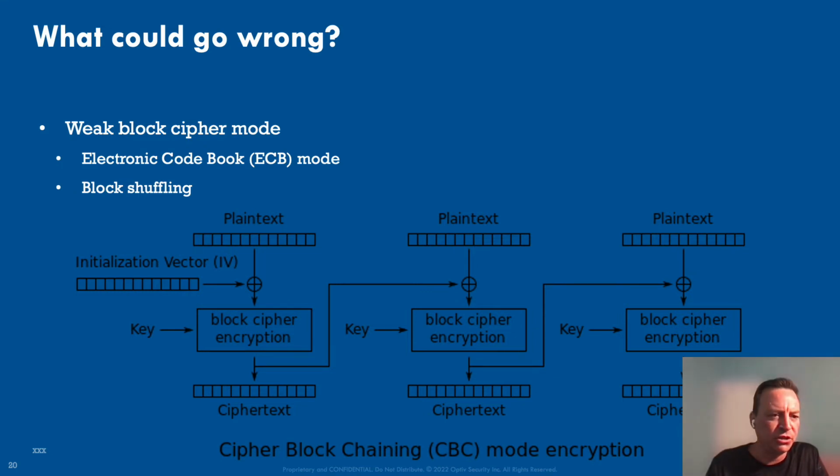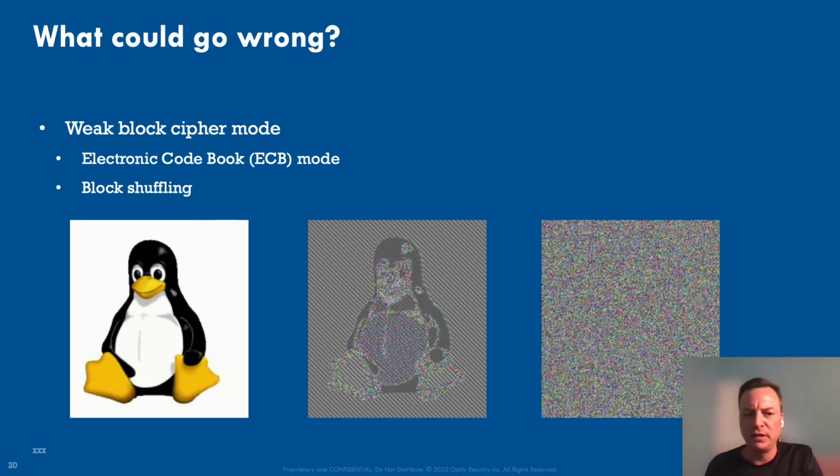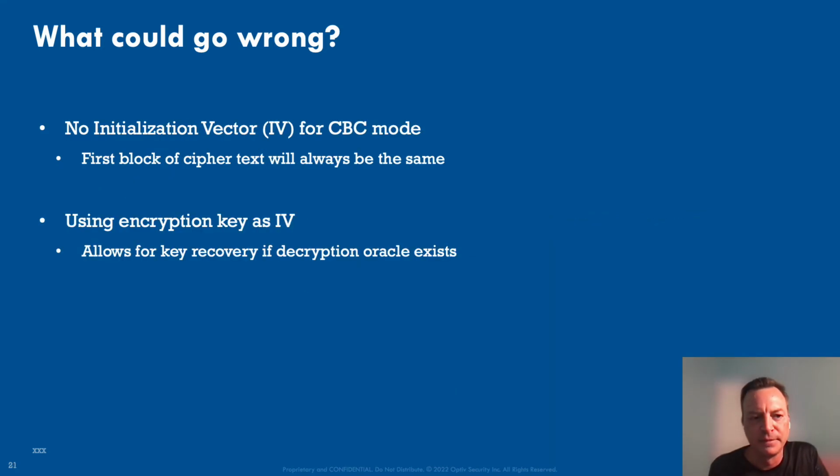Just to show you an example here, this is the plain text on the left. This is the image in the middle that's encrypted with ECB mode. And then on the right, this is one that's encrypted with CBC mode. You can see the difference there: the right one with CBC is a lot more scrambled up, and you can't tell what the original image is, whereas with ECB, you can still kind of get a gleaning of what the original content was.